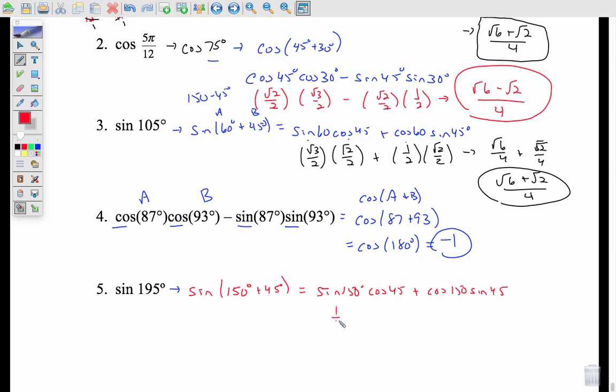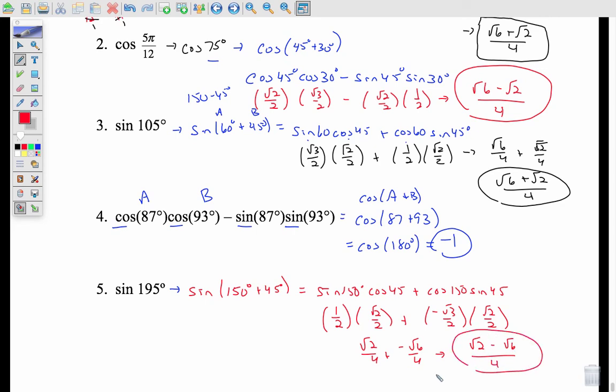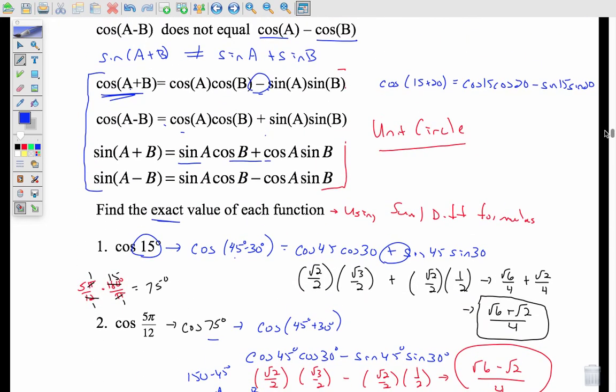Hoping from our work back in chapter 3, we're pretty well versed on that. Sine of 150 is going to be 1/2. Sine is the y-coordinate. Cosine of 45 is square root of 2 over 2. Cosine of 150 is negative square root of 3 over 2. And the sine of 45 is the square root of 2 over 2 again. So we have the square root of 2 over 4 plus negative square root of 6 over 4. Or we'll rewrite that as a single fraction as square root of 2 minus the square root of 6 all over 4. So there's our first look at our sum and difference formulas for sine and cosine.